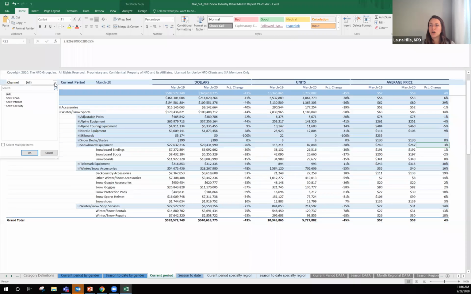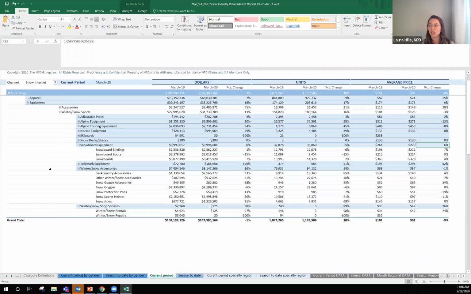Now, that was total industry. If I want to know what happened in Snow Internet solo, then I can jump strictly to the internet channel, and you can see exactly what I showed you in the slide today. The dollar sales were flat for the month of March. Unit sales were down 5%, and ASP was up 6%. And then you can also see how that compared to the total industry.